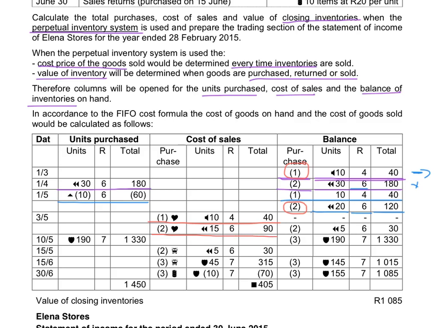Now we don't have any of the units in number 1 left over, so my group number 2 will consist of that 20 units that we had there, minus the 15 that we sold. So there are 5 units left over with a cost price of 6 Rand. So the total value of my inventory on hand at the moment is 30 Rand.